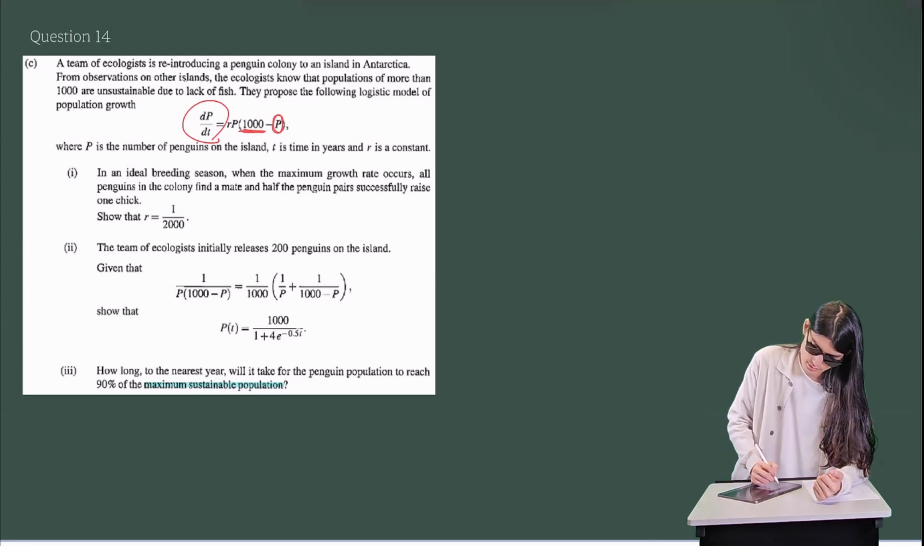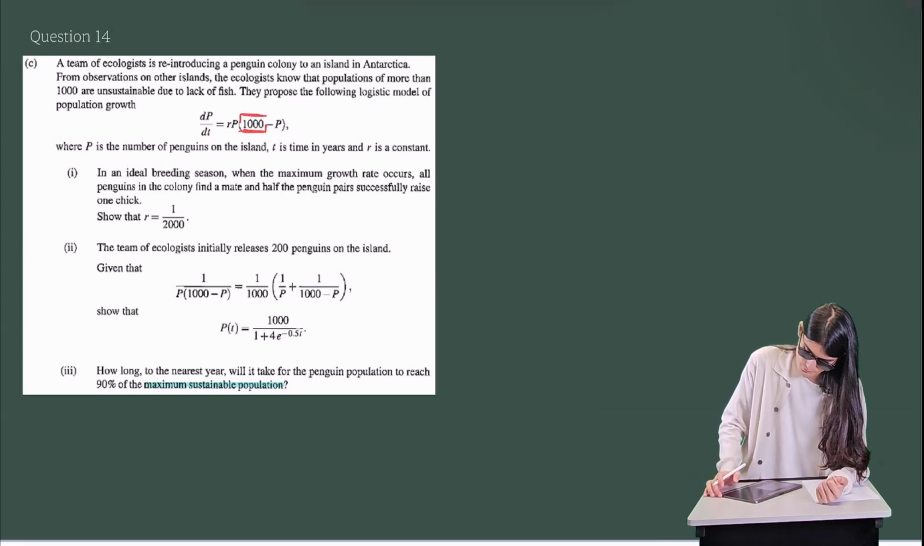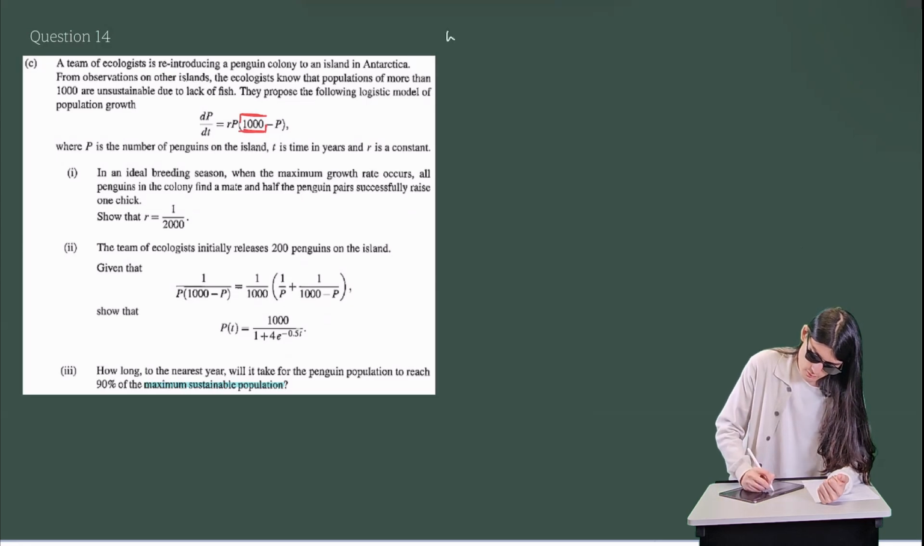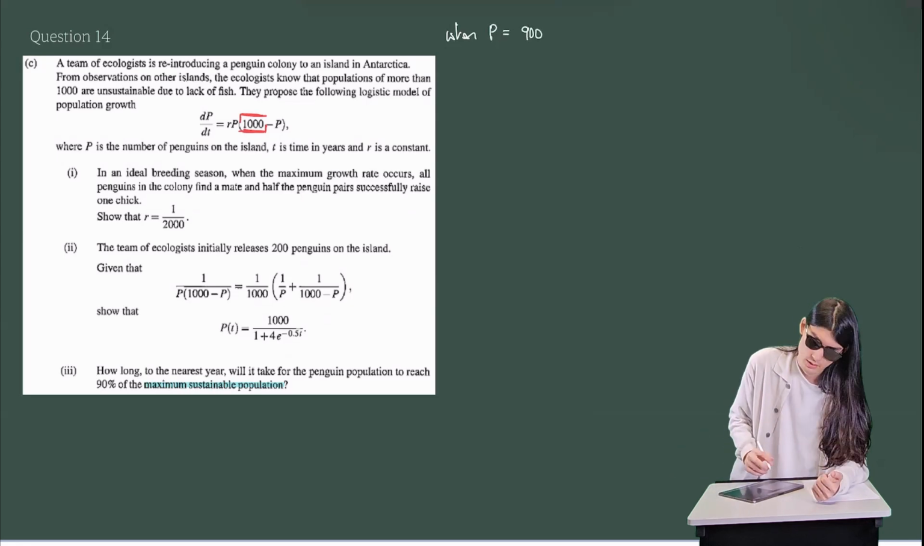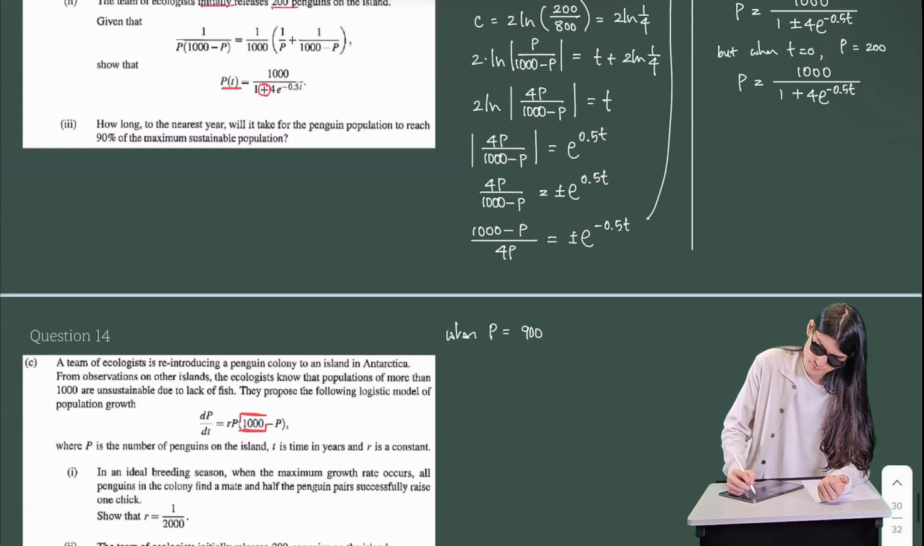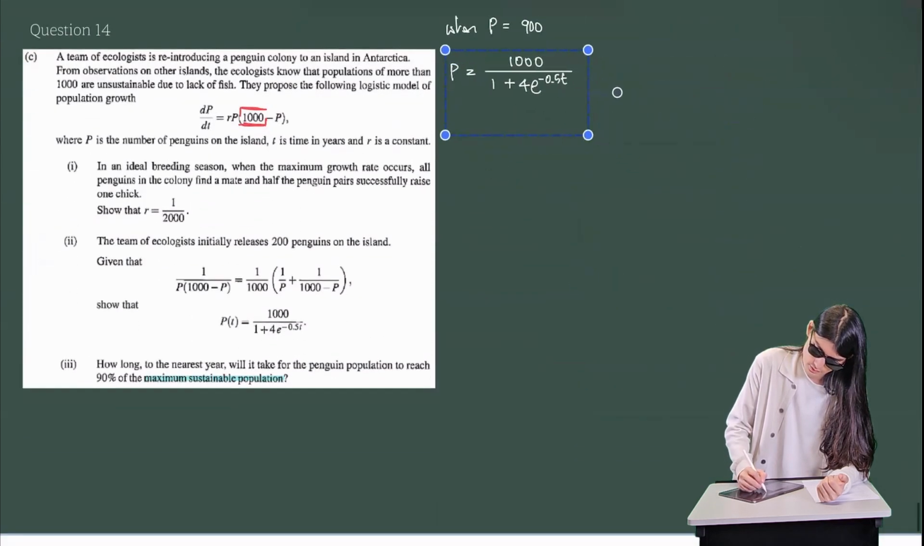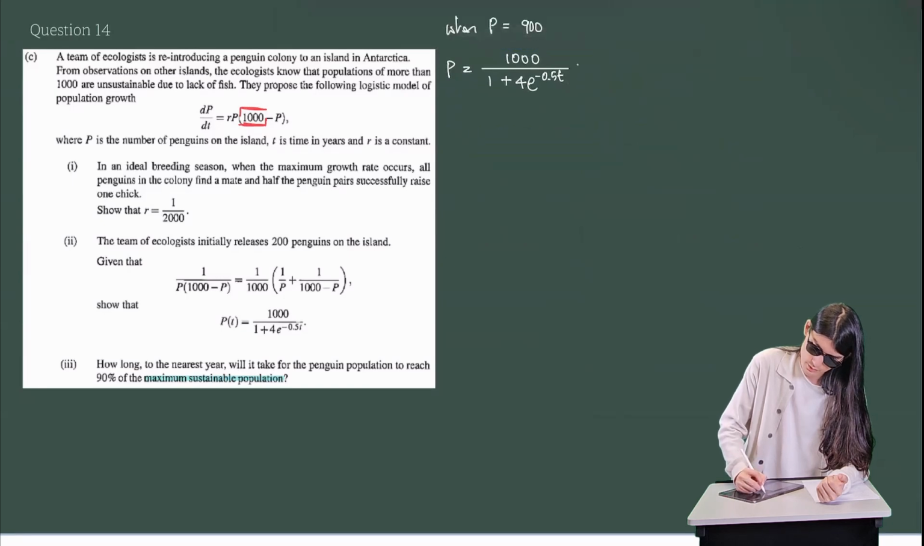So that number in that position right here is always your carrying capacity for populations that follow the logistic equation. And of course, when the penguin population reaches 90% of this maximum sustainable population, so that's 90% of 1,000, which is when the population reaches 900, and we need to find how long it takes. So this that we got in the previous part, you put it equal to 900.